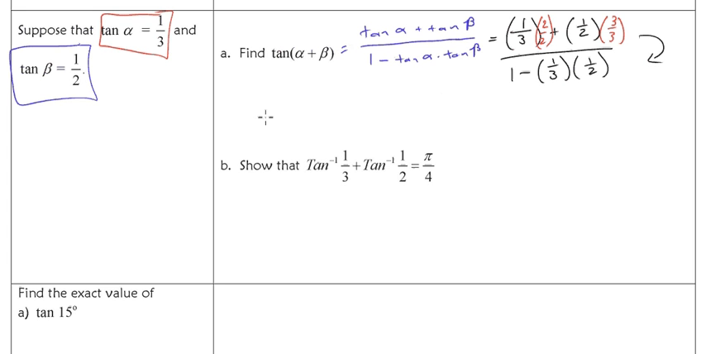So we've got 2/6 plus 3/6 all over 1 minus 1/6. That's equal to 5/6 over 5/6, and that's equal to 1. So tangent of alpha plus beta, when tangent of alpha is 1/3 and tangent of beta is 1/2, equals 1.